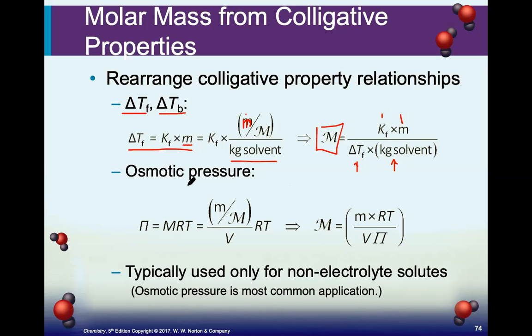We can do the same thing with osmotic pressure. We can calculate the molarity of an unknown compound by measuring its mass. This is the gas constant. This is the temperature in Kelvin. This is the osmotic pressure that we can measure.